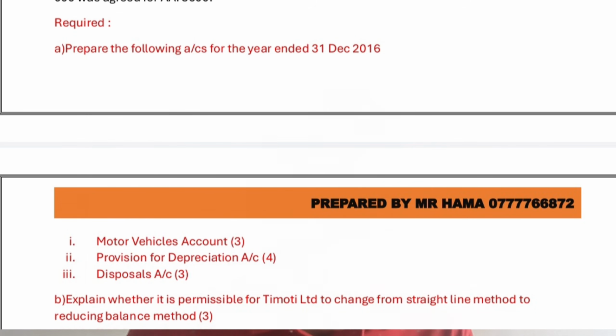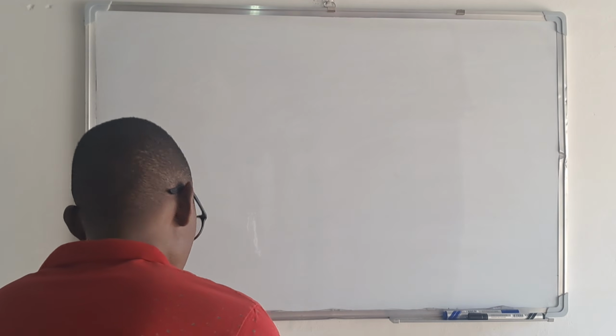Motor vehicles account, provision for depreciation account, disposal account, and also you are required to explain whether it is permissible for Timothy Limited to change from straight line method to reducing balance method. I have read this question and I am going to give you something before we go any further.